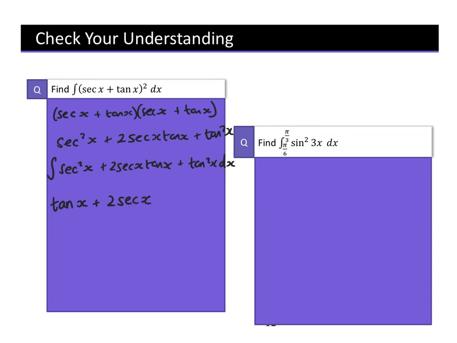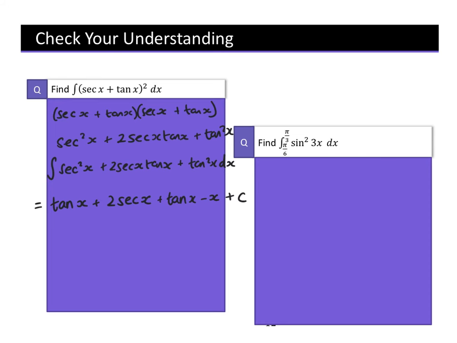We then have tan squared x to integrate. Now, we've already integrated tan squared x on the previous slide, haven't we? We know that this is, in fact, tan x minus x plus c. So you can see how you can just use facts.